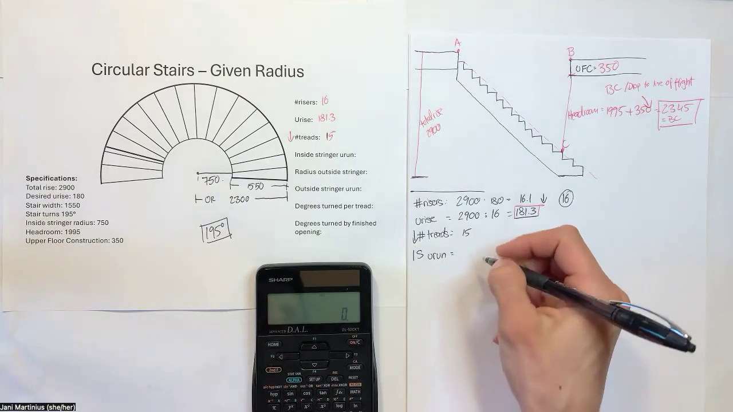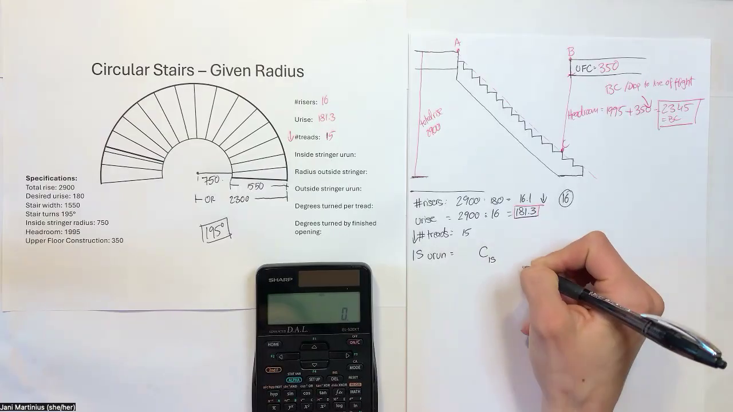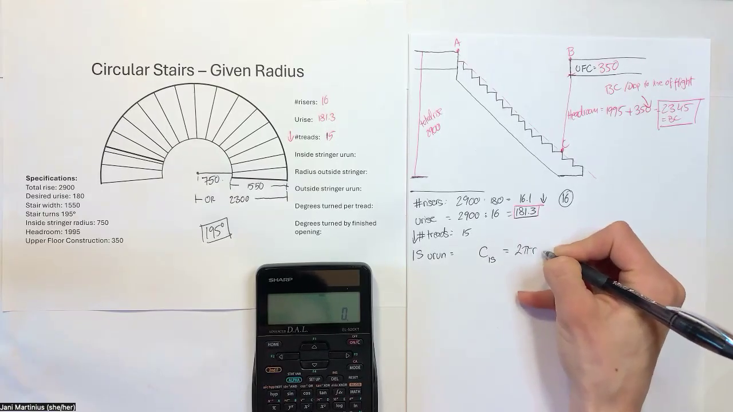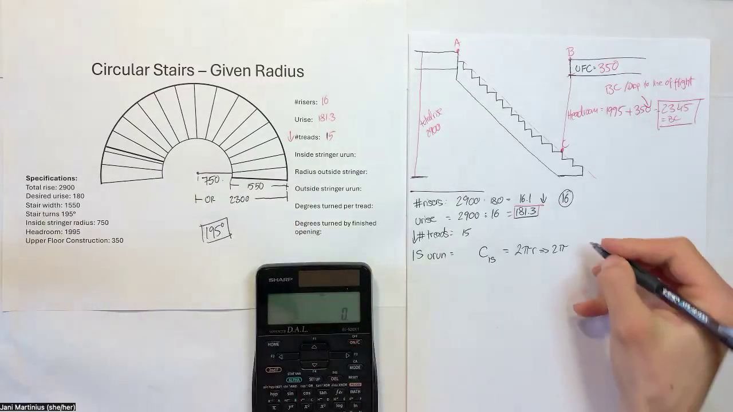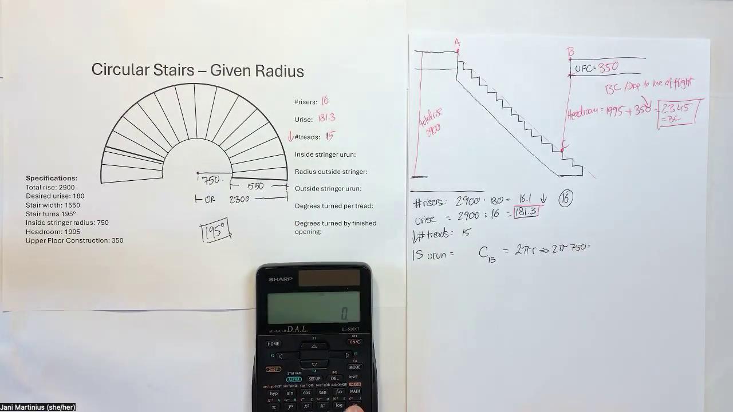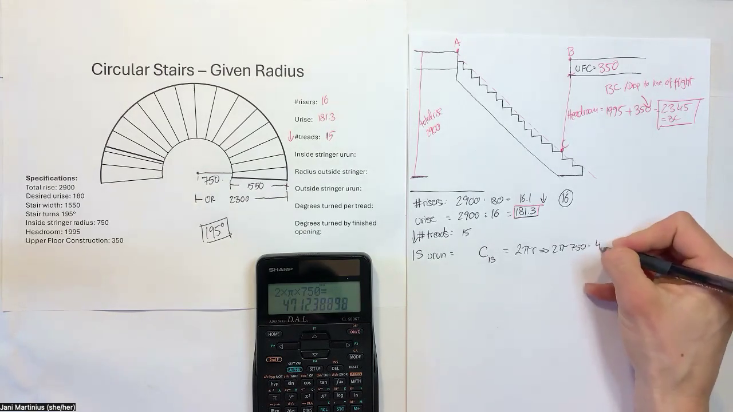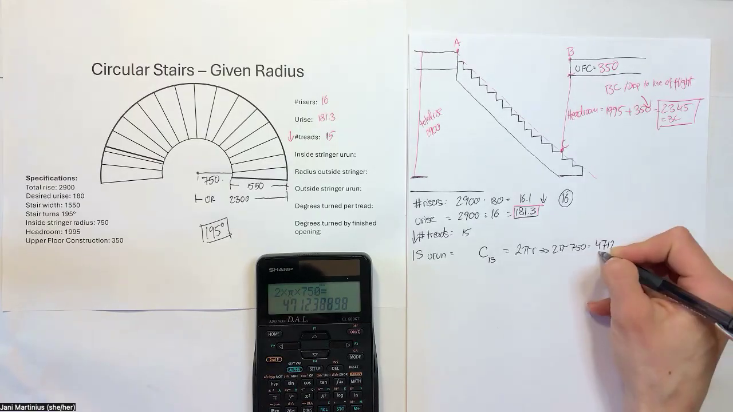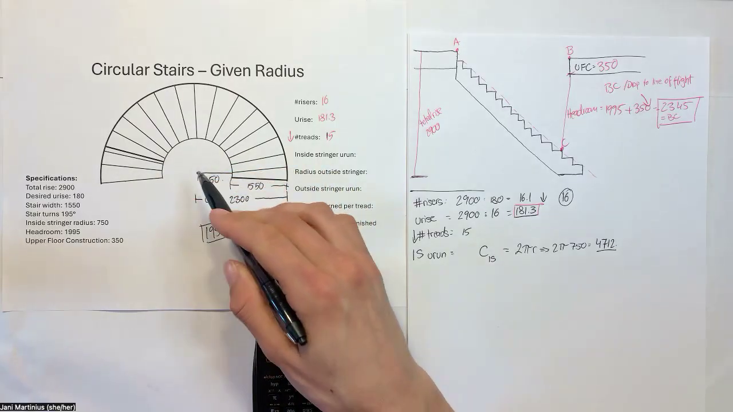Okay, so first, circumference inside stringer. As always, it's 2 pi r, and r is our 750. Pop that into the calculator: 2 times pi times 750 is 4712. We'll just keep it there. That is the circumference of the entire little circle, right?